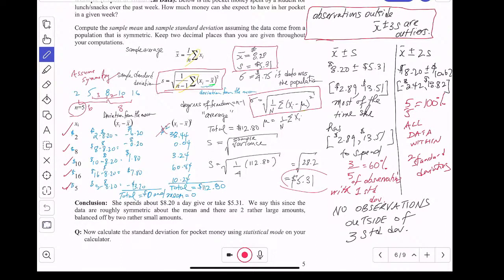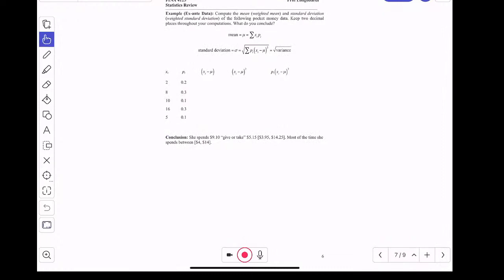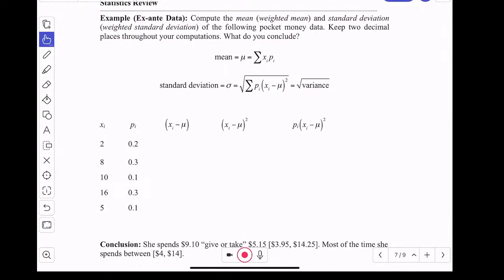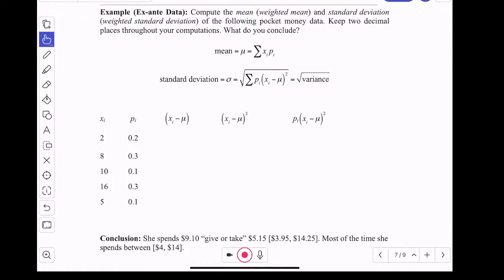So this is an example of historical data. This is an example of data where each observation is equally informative. I don't have any preference for one observation over another. I use them all as data representative of the population and calculate sample statistics. But what if my data was not like that? What if it was like this?